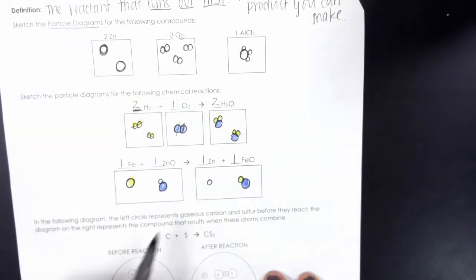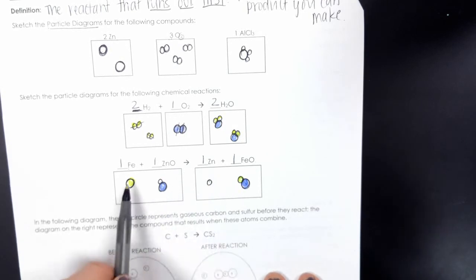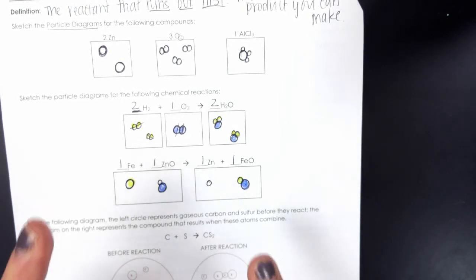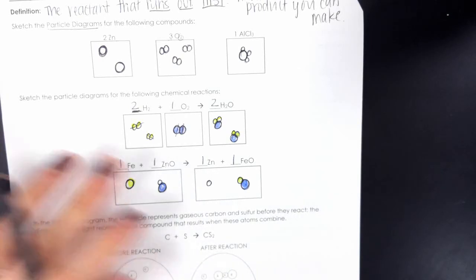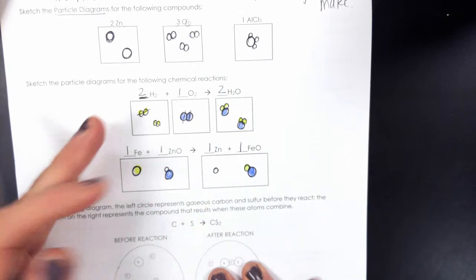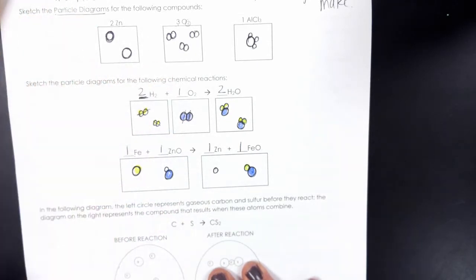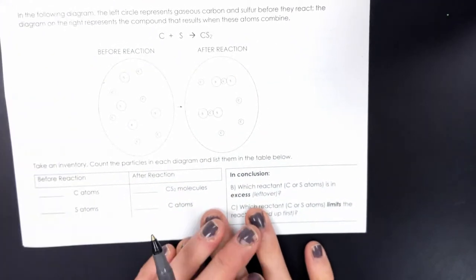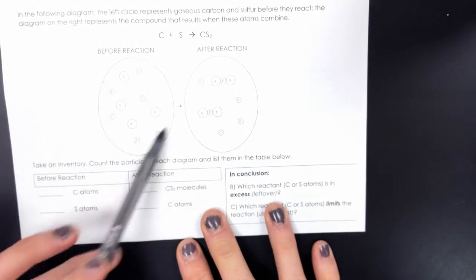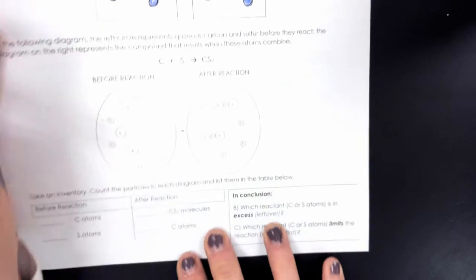Okay, so you can see I still have my zinc, I still have my oxygen, and I still have my iron, but they all rearranged partners. Okay, so those are particle diagrams. They're already balanced. We don't have a limiting reactant because it's a balanced chemical reaction. It works out perfectly. Okay, but sometimes you're going to have more than what you should have in your balanced reaction. So let's look at this right here.